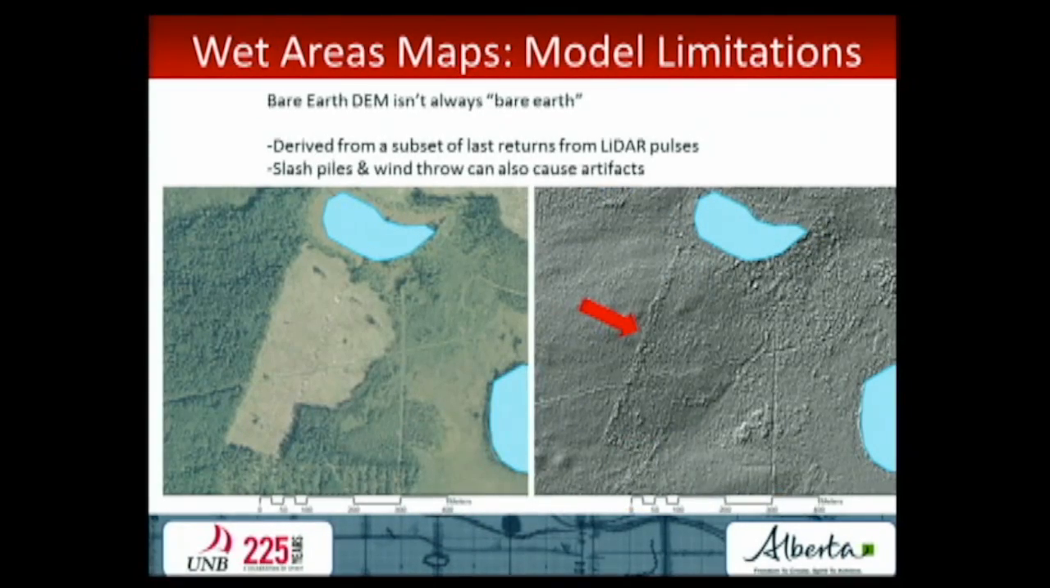There are also some potential artifacts in terms of slash piles or wind throw. As you can see here, we have a cut block that has occurred. You can see it evident on the ortho image on the left. And we can see some artifacts along that western edge in the bare earth LiDAR. That is actually not representative of the actual bare ground locations within that cut block, but it's likely that wind throw and things like that have caused this misclassification of bare ground LiDAR data.